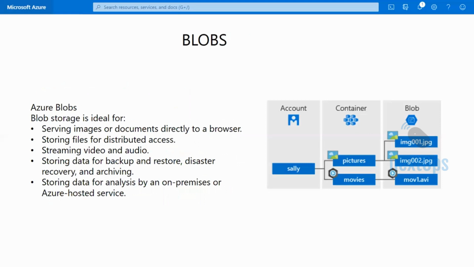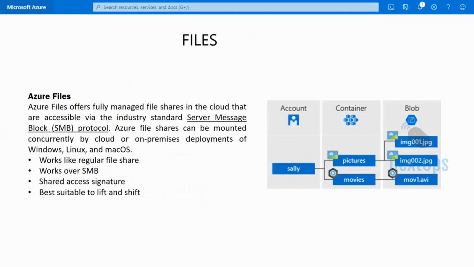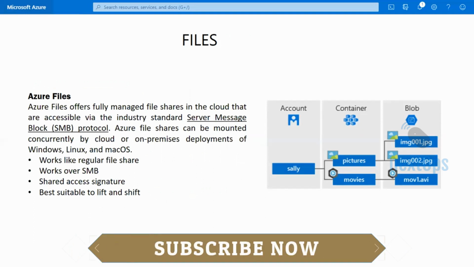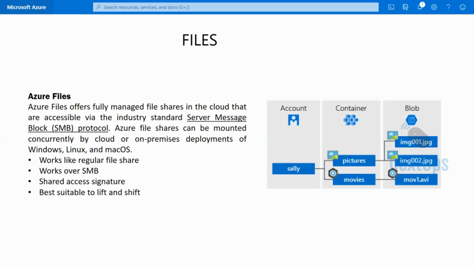Azure blobs. Blob storage is ideal for serving images and documents to any browser, storing large files, streaming video and audio, storing backup and restore data, disaster recovery, and storing for analysis on premises. So logging and everything will be stored as blobs basically. Files offers fully managed file shares in the cloud that are accessible via the industry standard Server Message Block protocol, SMB v3. So these are like the CIFS shares, the network shares that we use in our Windows environments.